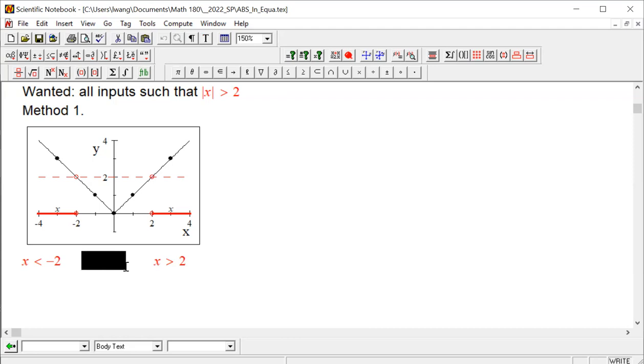And how do we connect these two? Why or? Because if you pick any number less than -2, the output will be greater than 2, and we don't need any other attachment. The if statement is satisfied. If we pick any number larger than 2 on this side, it will also cause the output to be larger than 2. Therefore, the solution is x less than -2 or x is greater than 2. So this is the one case we have studied.